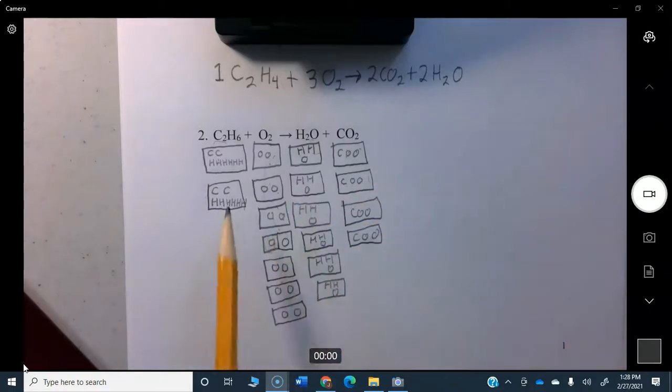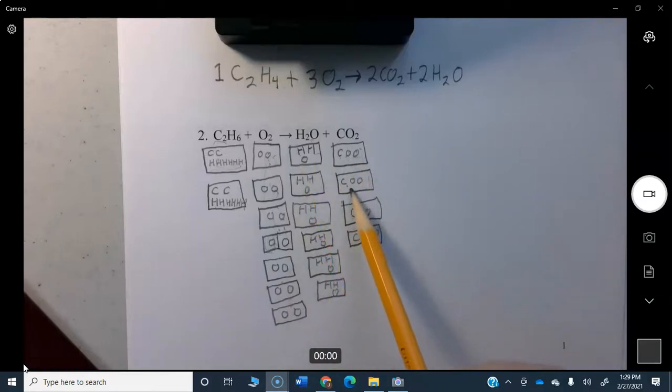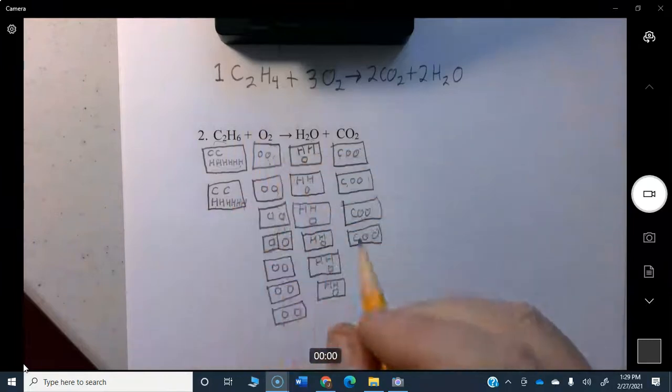So let's count. I have 6 and 6 is 12 hydrogen, and here I have 2, 4, 6, 8, 10, 12 hydrogen. So hydrogen's in balance. Carbon, I have 1, 2, 3, 4, and over here at CO2 I have 1, 2, 3, 4. So carbon's in balance. Oxygen, we already counted those. I have 14. 7 times 2 is 14. So let's count. 1, 2, 3, 4, 5, 6, 8, 10, 12, 14. So everything's in balance.